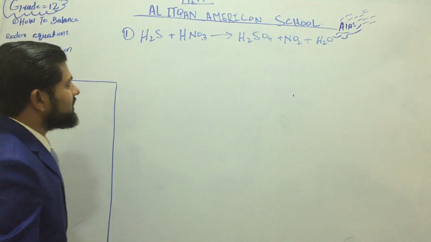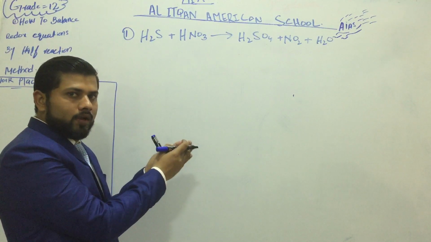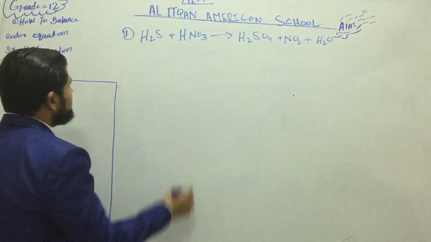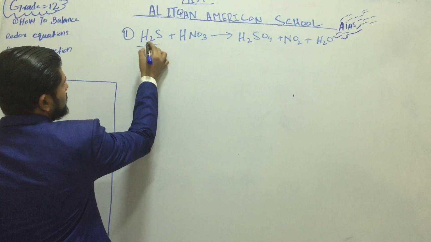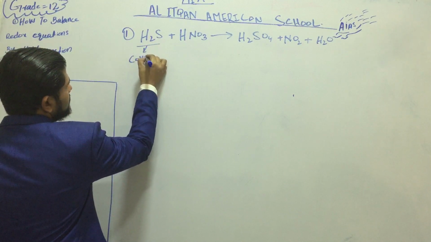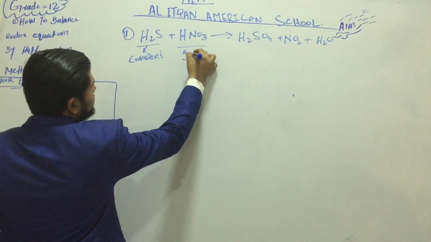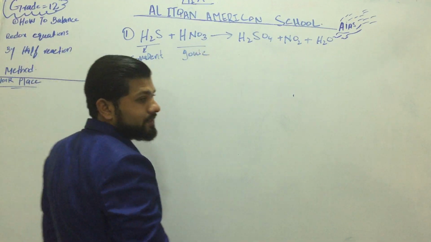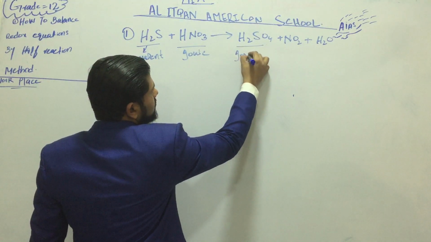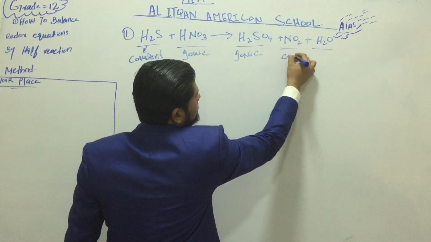Okay, let's get started. In the first step you have to find out which one is a covalent compound and which one is an ionic compound. Let me highlight for you. This one is covalent and this one is ionic, and sulfuric acid is ionic, and these two are covalent.